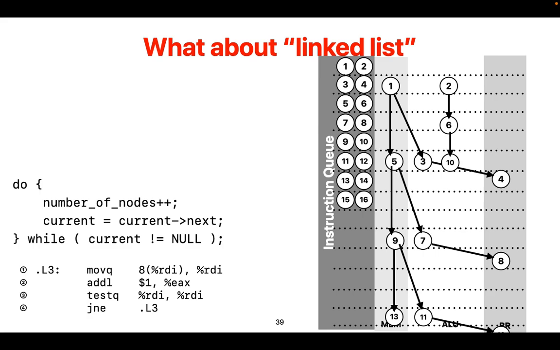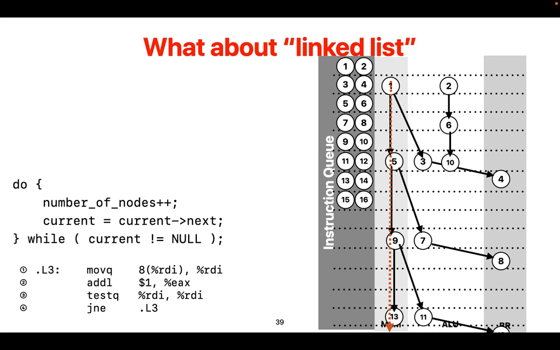Instruction who? Instruction three. Three? What's move Q? I mean, in a data flow diagram, which nodes are representing move Q? One. And? Five, right? So this is a critical path.